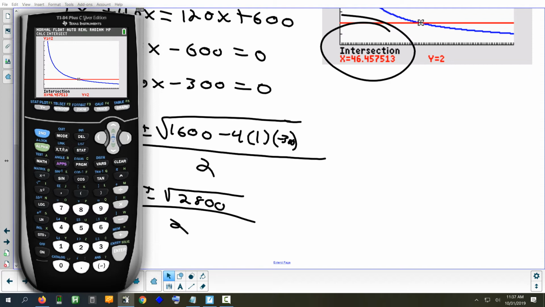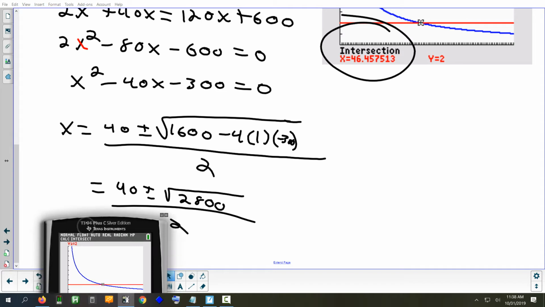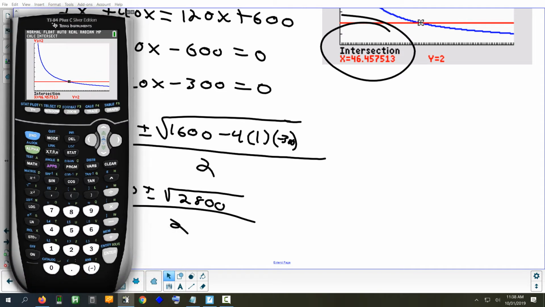So it looks like we have 2 answers, right? Do you think she could drive 2 different speeds and finish the trip in 2 hours? Like if I said Boston's 50 miles away and there's no traffic, there's one speed you could drive at to get there in 2 hours, 25 miles an hour. Well, let's see what happens then.